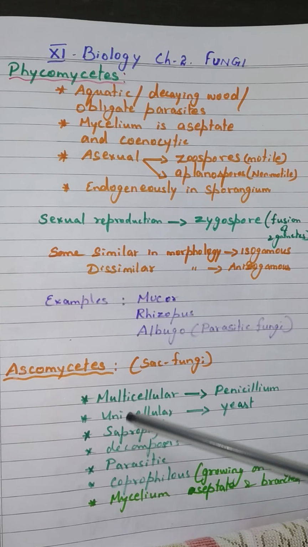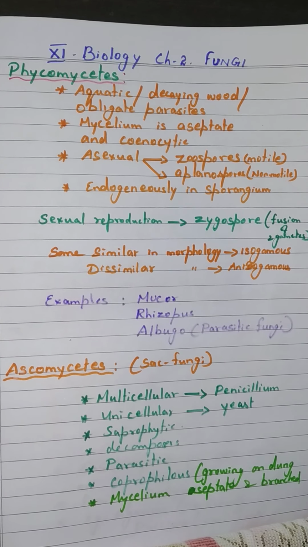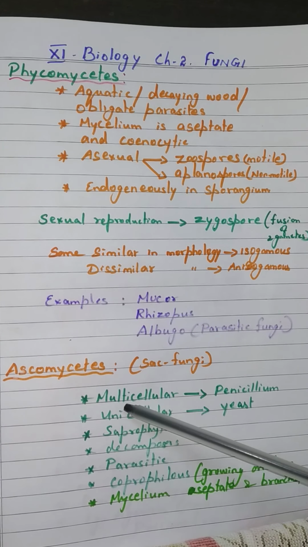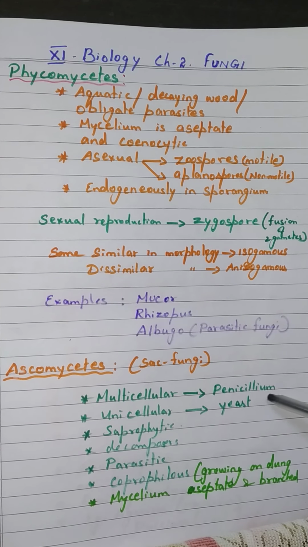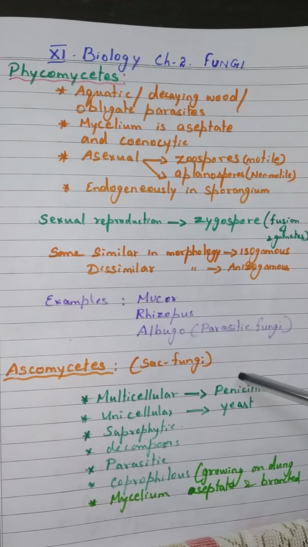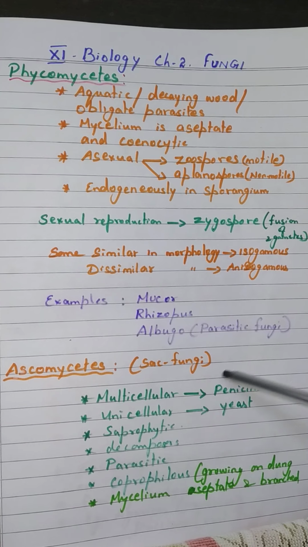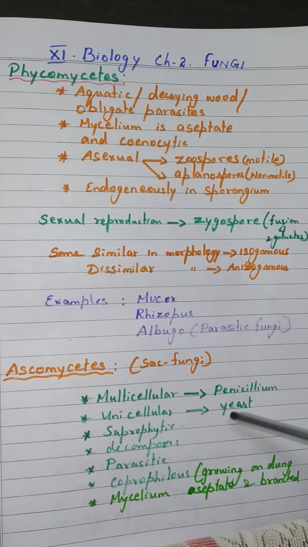Now shall we move on to the next class, that is Ascomycetes. They are commonly known as sac fungi. The Ascomycetes are mostly multicellular. Example, Penicillium. Do you know what is Penicillium? The famous antibiotic penicillin is produced from this Penicillium. And maybe rarely unicellular. Example is yeast.